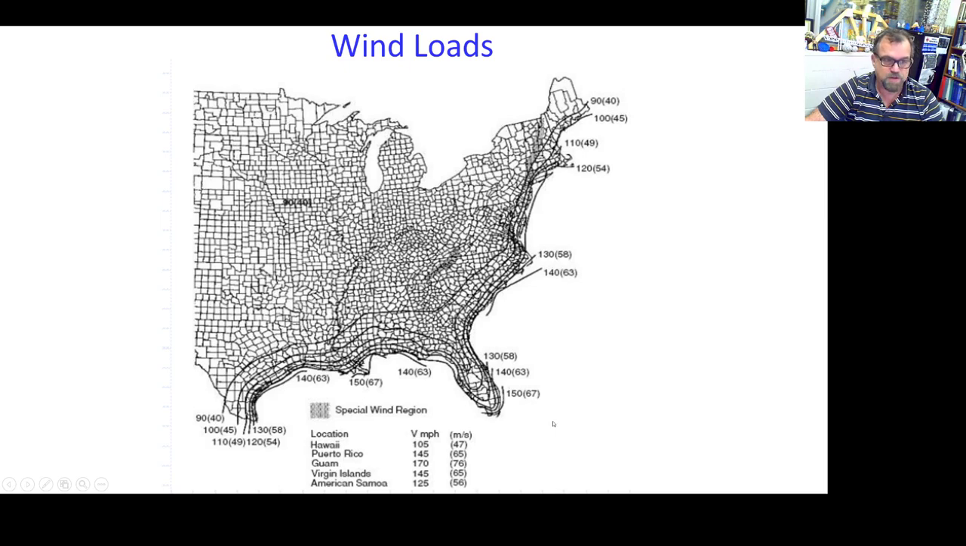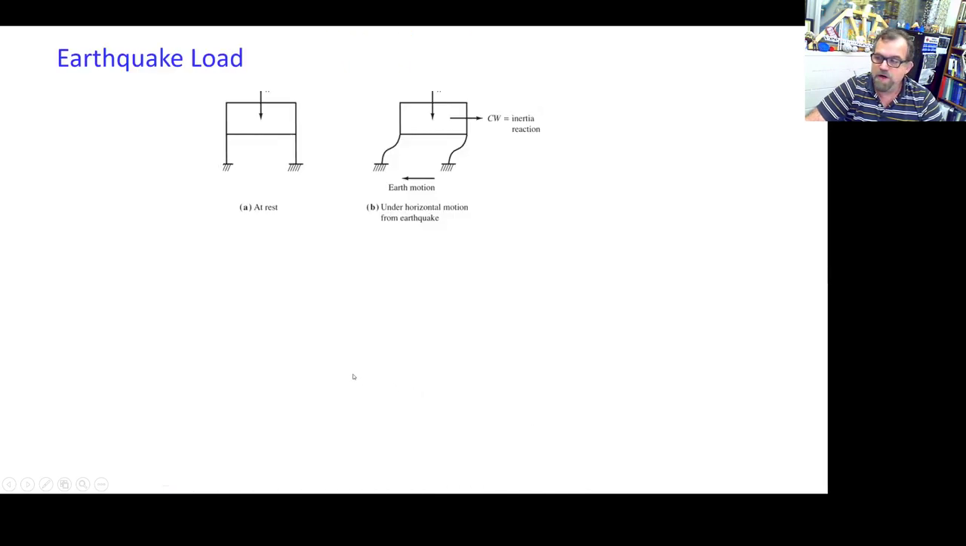in different locations. Now you have earthquake loads. The earthquake load is basically the same thing. We don't have earthquakes here in Florida. We might receive some, but more to the north. And you know what happens here, right? Basically, you have a structure. The structure is not going to move.